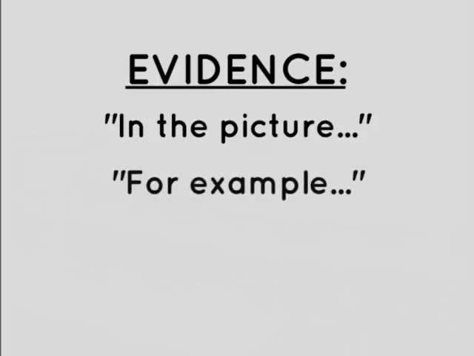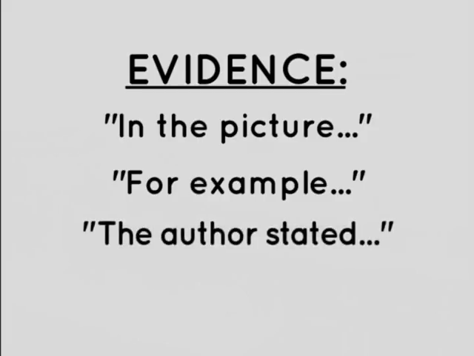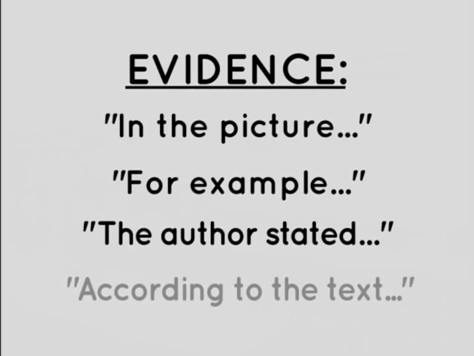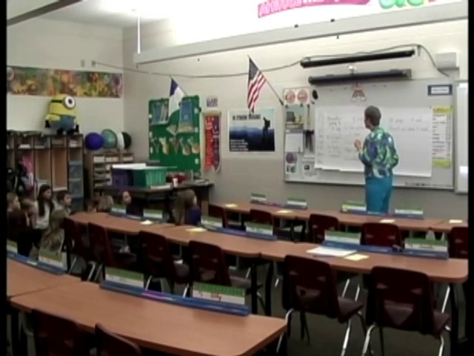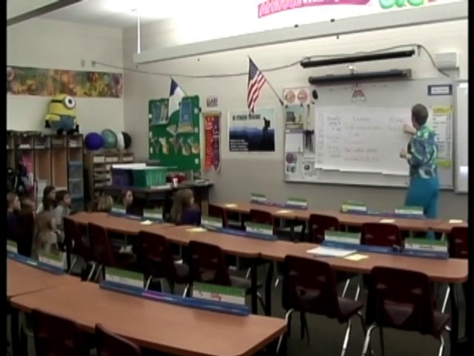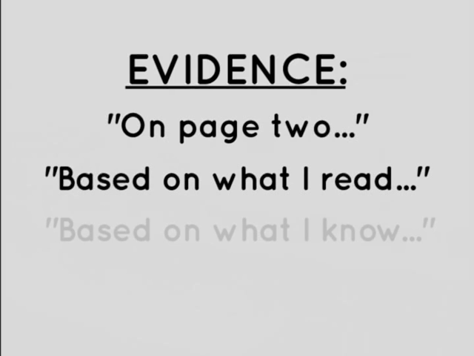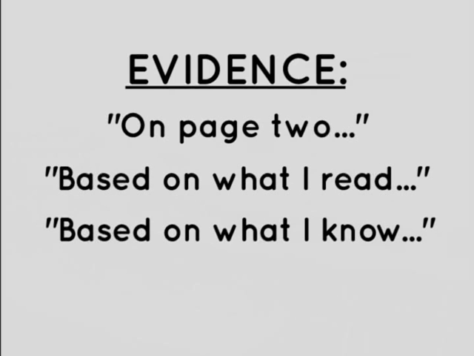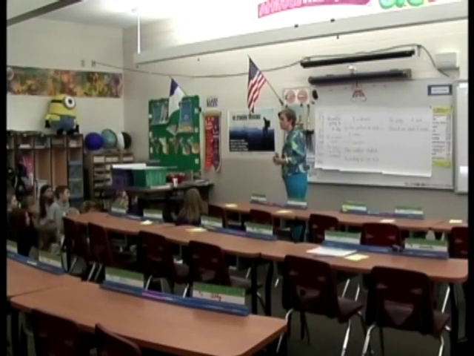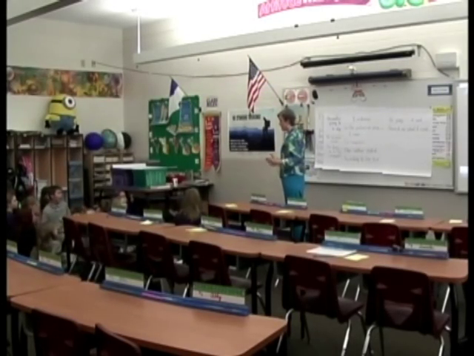I heard you say, for example, in this book, you could say, the author stated such and such, or according to the text, when the stranger blew on the leaf, what happened? It turned orange. On page 2, it said this. Based on what I read, or based on what I know. So those are some sentence starters that you can use to show evidence or proof.